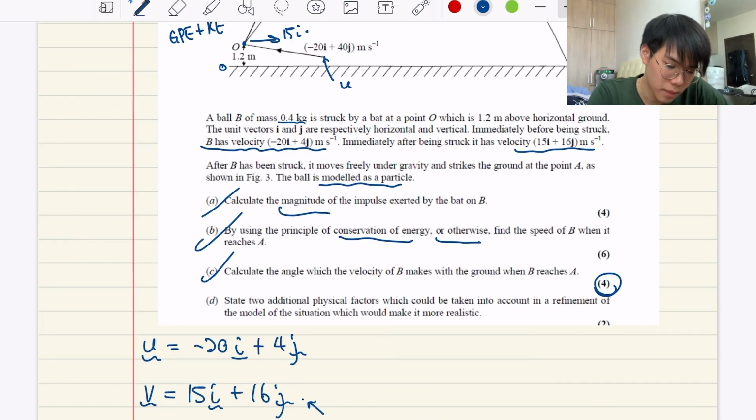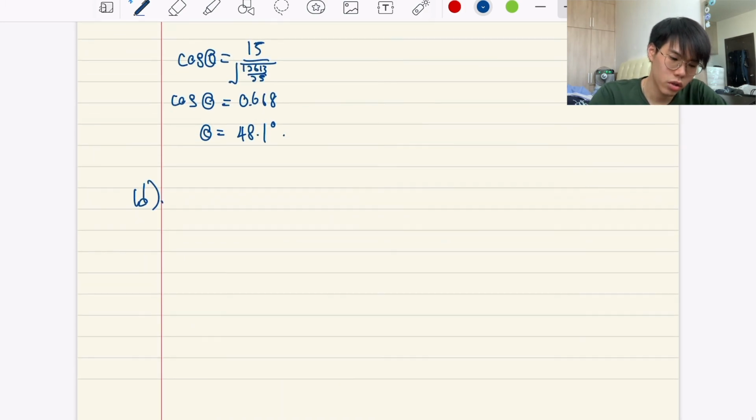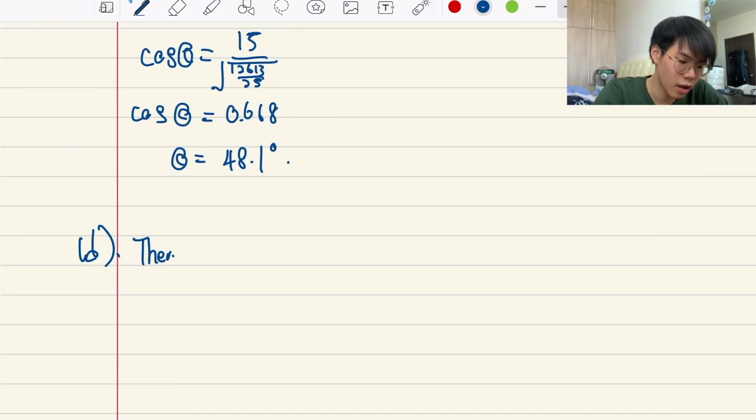So the last one, D. State 2 additional physical factors which could be taken into account in a refinement of the model of the situation, which will make it more realistic. So what can we say about this model? First, as I said just now, we ignore the air resistance. In real life, air resistance will always exist. So here we can say there will be air resistance.